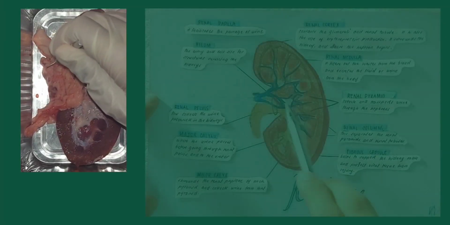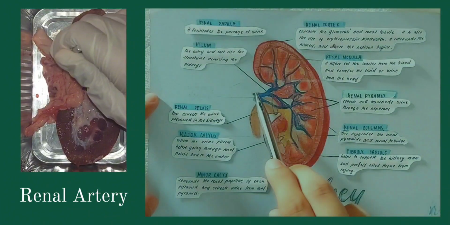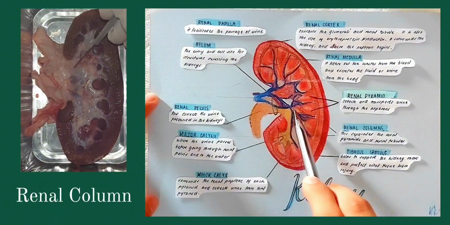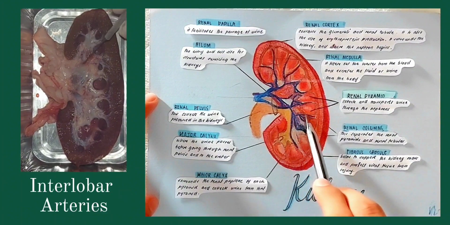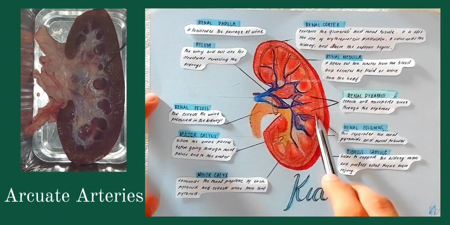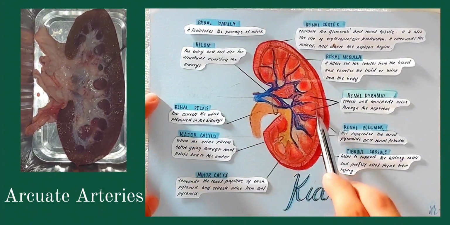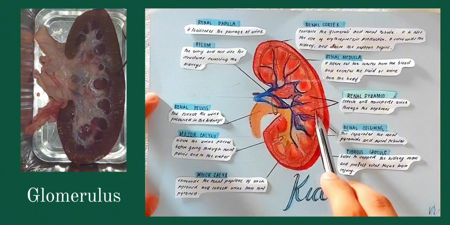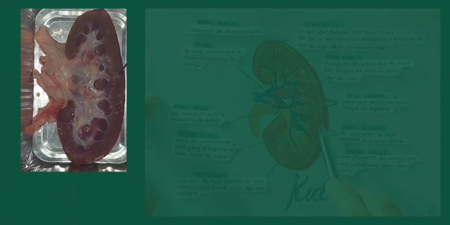The unfiltered blood enters through the renal artery and branch out to the segmental arteries. Then the blood will pass through the renal column through the interlobar arteries to the arcuate arteries, which are located at the base of the renal pyramids, and these will branch to the cortex through the cortical radiate arteries. Then it will enter the glomerulus, which will start the filtration of the blood.